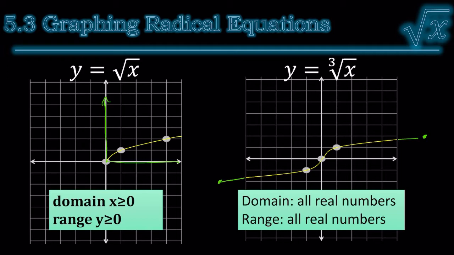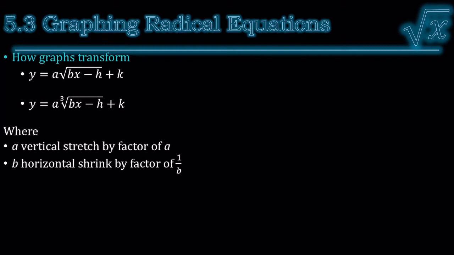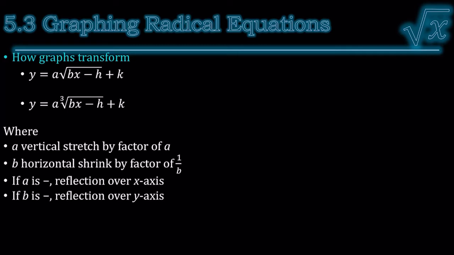You need to know the shapes of each graph. You've had this before, how graphs transform with A, B, X, and H. A, remember, is a vertical stretch by a factor of A. B is a horizontal shrink by a factor of 1 over B. Remember, it's inside the group, so it's opposite. If A is negative, it's a reflection over the x-axis. If B is negative, it's a reflection over the y-axis. H translates to the right, but notice it's minus H, so it's backwards. And K translates up.